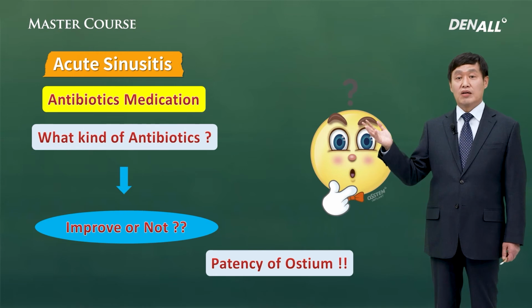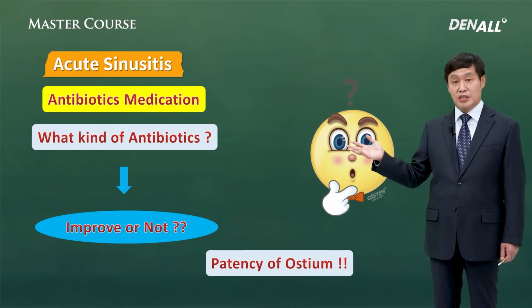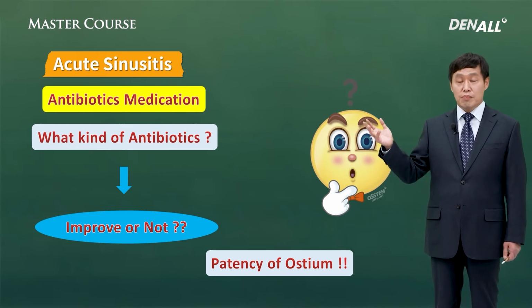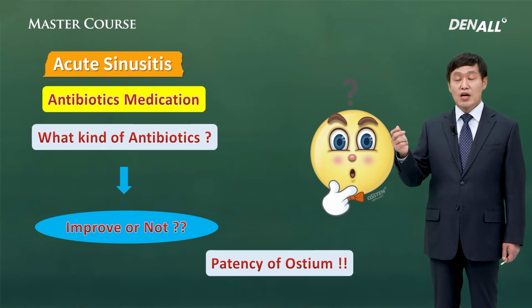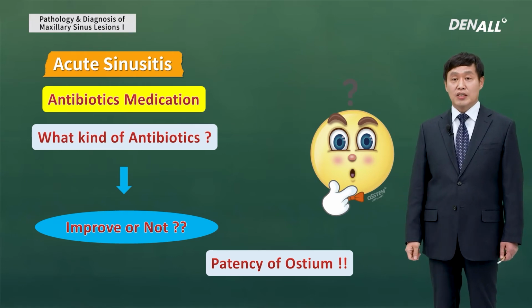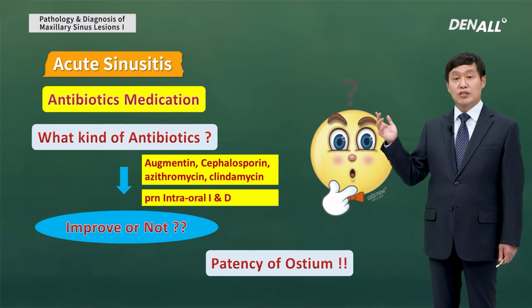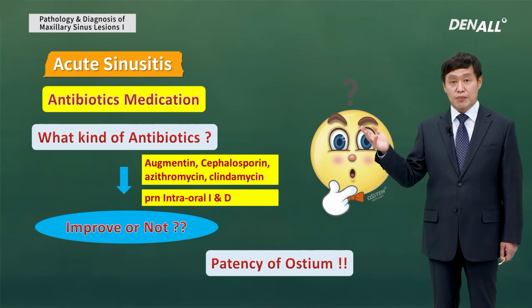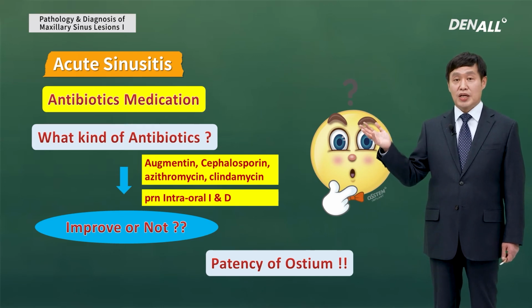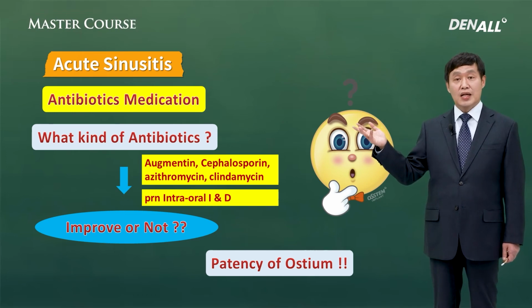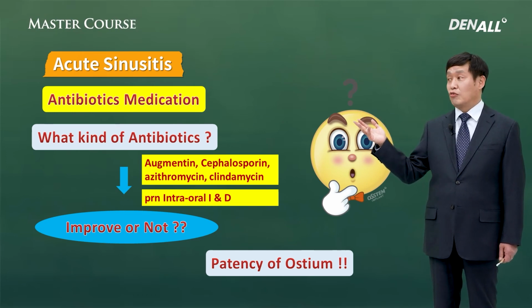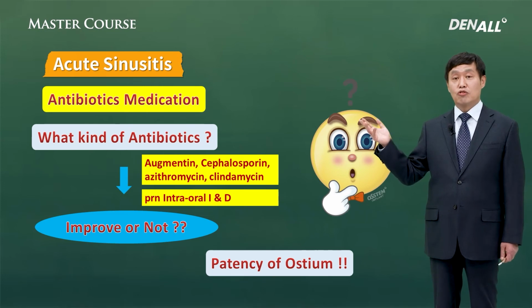In my opinion, whether it improves or not depends on the patency of the maxillary ostium on CT. The patency of the maxillary ostium, which connects the maxillary sinus with the nasal cavity, is a very important factor. As for antibiotics, I use Augmentin most frequently. If the patient has an allergy to penicillin, you can use cephalosporin or azithromycin or clindamycin. If necessary, you can do IND within the oral cavity.